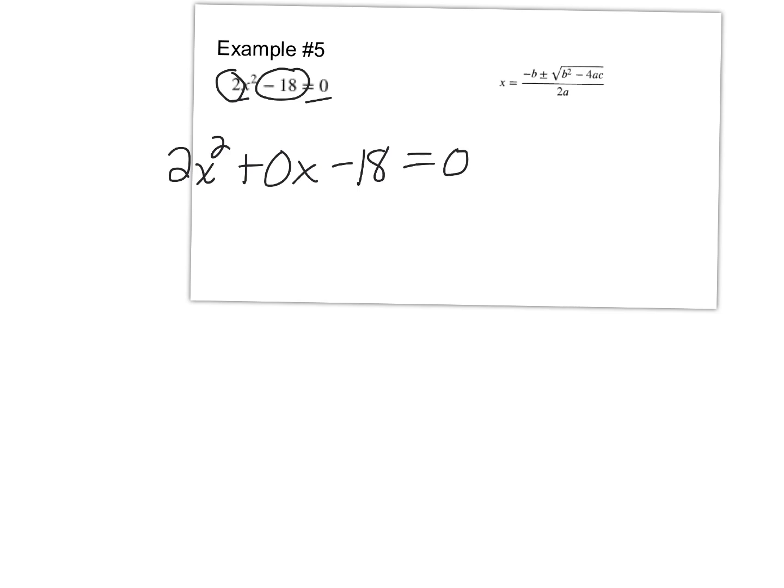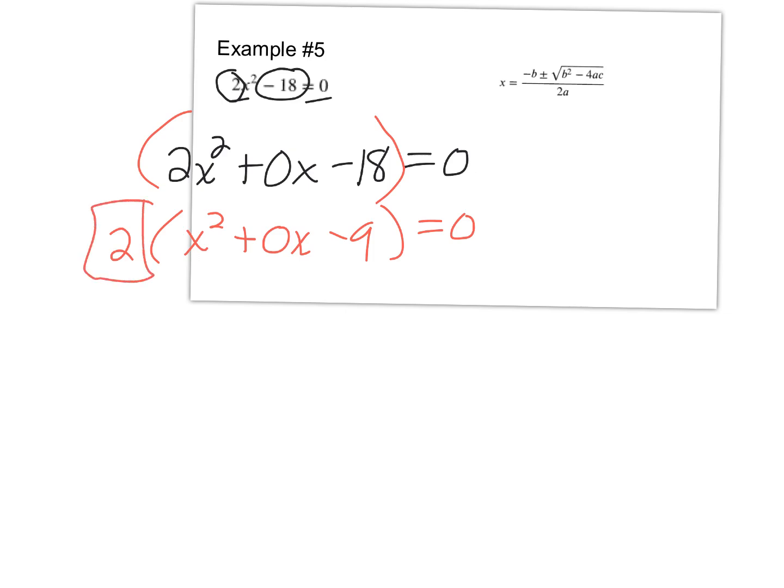Now, here's a trick. I'm going to factor out the GCF on this, to make my numbers smaller. And yes, you can do this. So we're going to do 2 times x squared plus 0x minus 9 equals 0. Now, when I'm doing the quadratic formula here, I don't need this 2. It's not going to be part of my answer, because if you remember solving by factoring, 2 equaling 0 doesn't make sense. We had to throw the answer away. So this 2 out here, I don't even need. So we're going to focus on what's in the parentheses here.